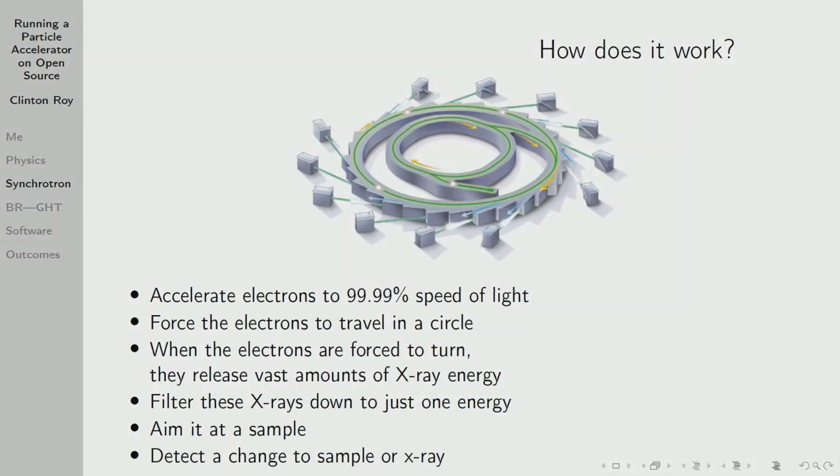And what we're looking for is either we modify our sample somehow in a very specific way. Because we've filtered down the X-rays to one particular energy level, we know that the sample is only going to act in one particular way. And how it's going to react depends on the sample and the energy level that you're using. So we're either looking for a change in the X-ray that we can measure or a change in the sample that we can measure.